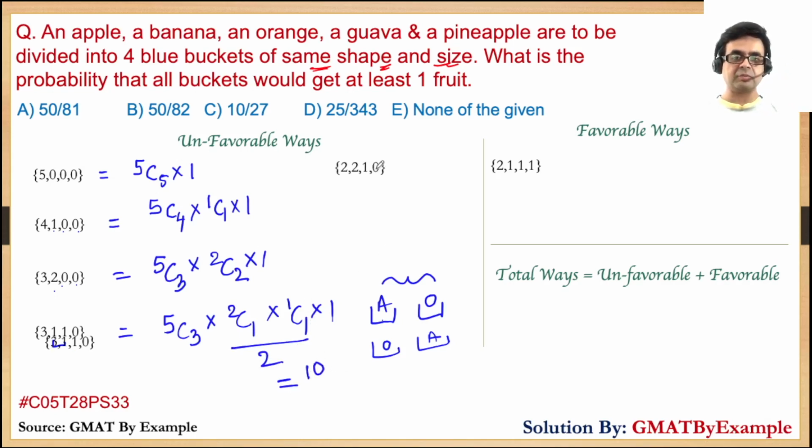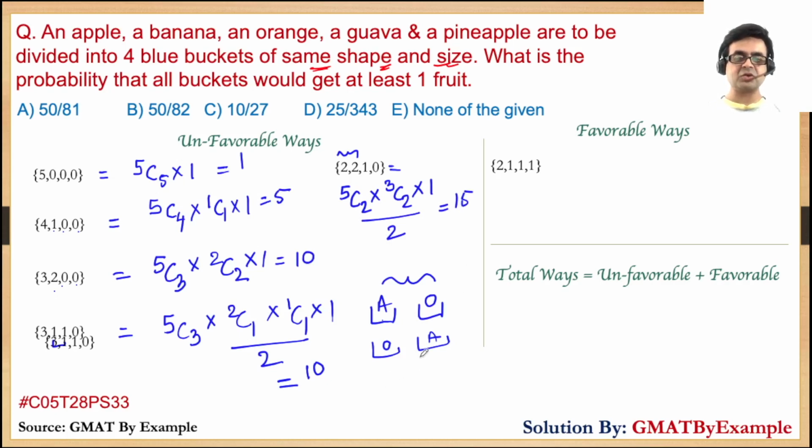For the last combination 2210, we will select 2 balls out of 5 in 5C2 ways, the remaining 2 balls in 3C2 ways, and then it will be one way to distribute the rest of the 1 ball. Again, however, we have double counted this arrangement of 2 and 2, so we'll have to divide by 2, and this will give us 15 different ways. So this gives us a total of 41 unfavorable ways.